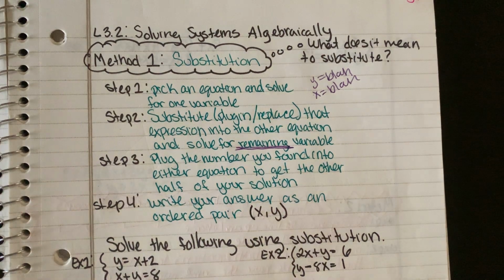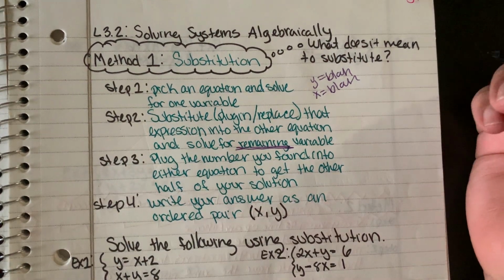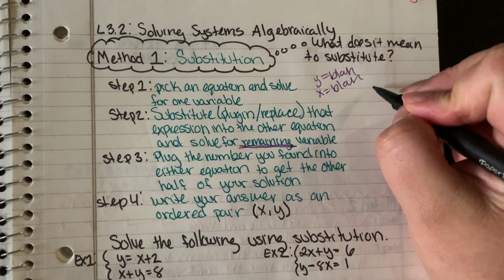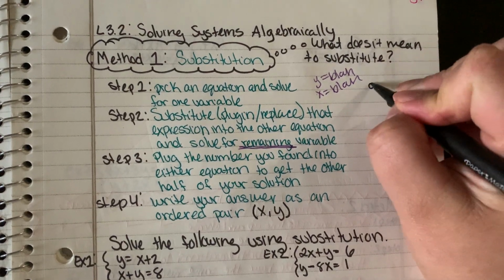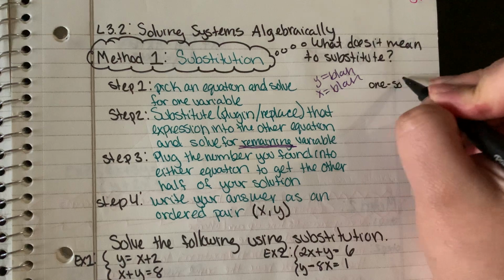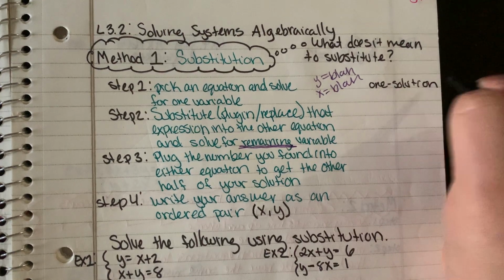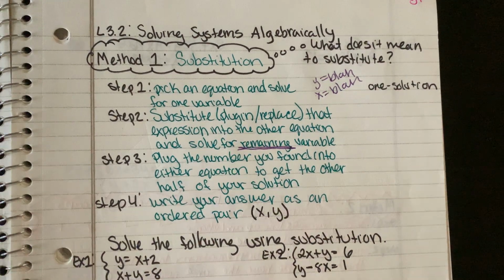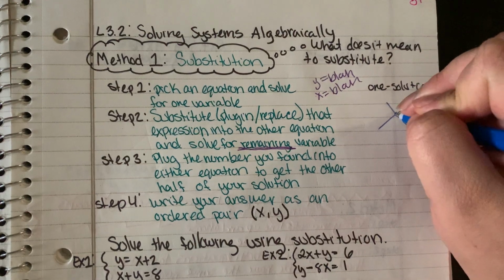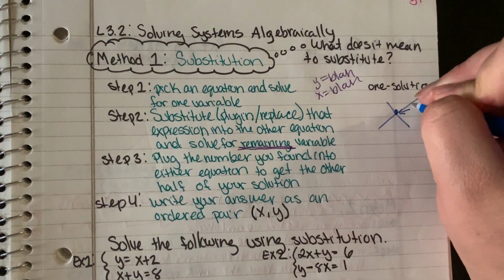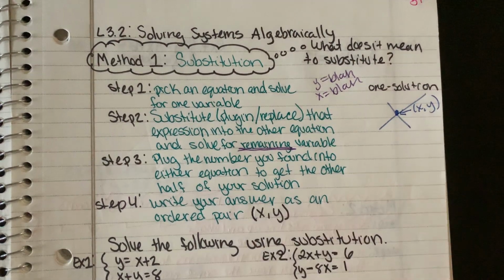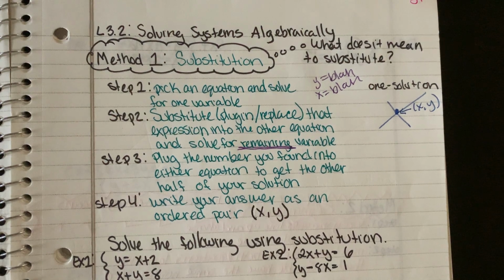Okay, so let's review a little bit of what we're doing here. So there's three possible solutions, right? So the first one is when you have one solution, and that is when you have just any intersecting lines, right? So that would be your x comma y. That is the main goal when you're using any method.